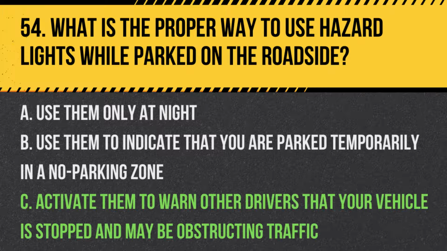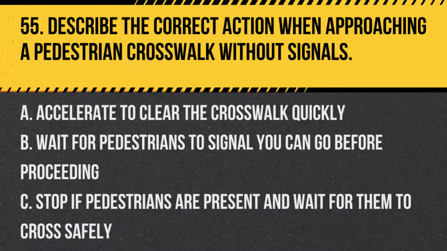Answer C. Activate them to warn other drivers that your vehicle is stopped and may be obstructing traffic. Hazard lights communicate to others that your vehicle is a temporary obstacle. Question 55. Describe the correct action when approaching a pedestrian crosswalk without signals. A. Accelerate to clear the crosswalk quickly. B. Wait for pedestrians to signal you can go before proceeding.